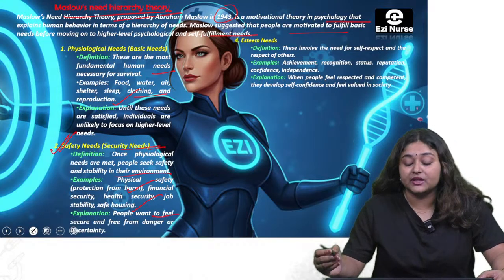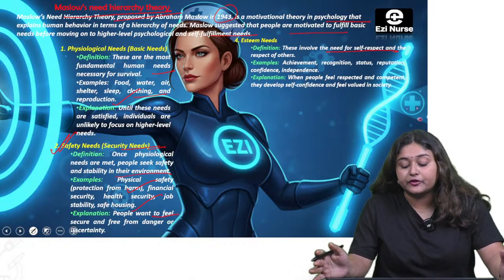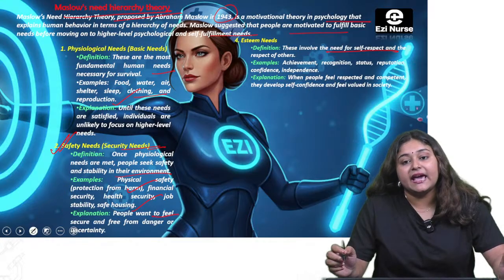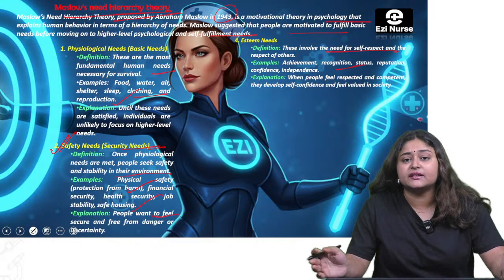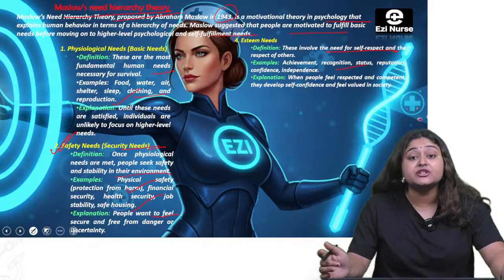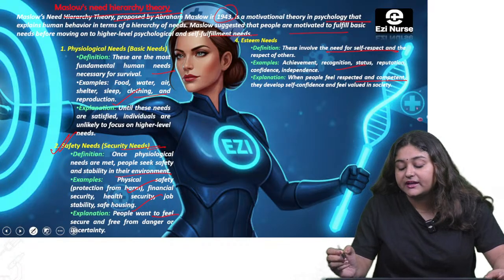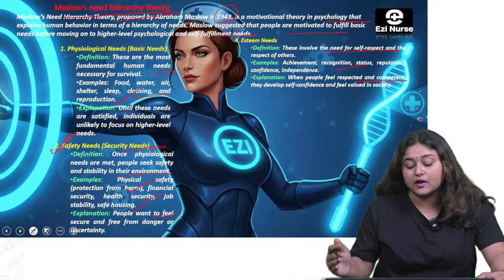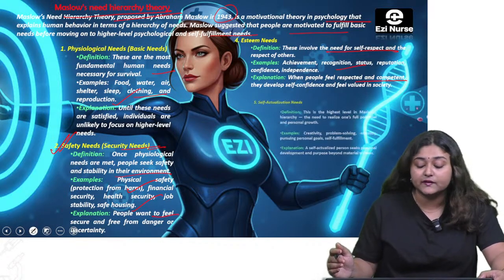Now come to the esteem needs. So in this they involve the need for self-respect and respect from others. Examples like achievement, recognition, status, reputation, etc. What is the explanation? When people feel respected and competent, they develop self-concept and self-confidence and feel valued in their own life.